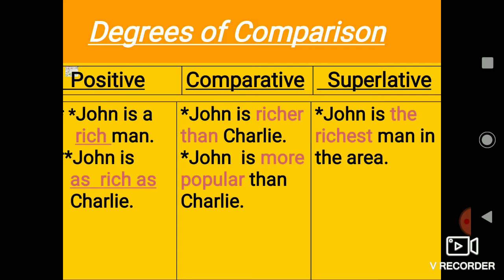For example, John is richer than Charlie. John is more popular than Charlie. Now come to superlative degree. We use here the plus adjective plus est to compare more than two nouns. Okay, for example, John is the richest man in the area.